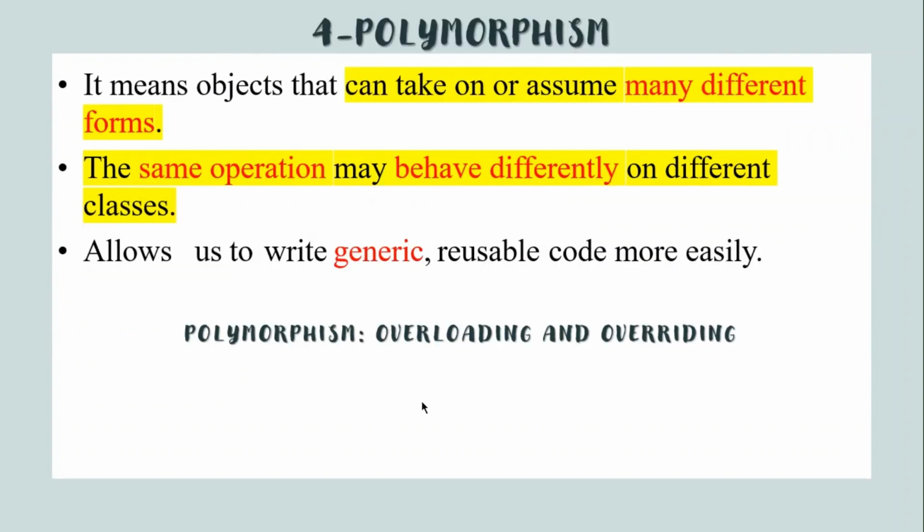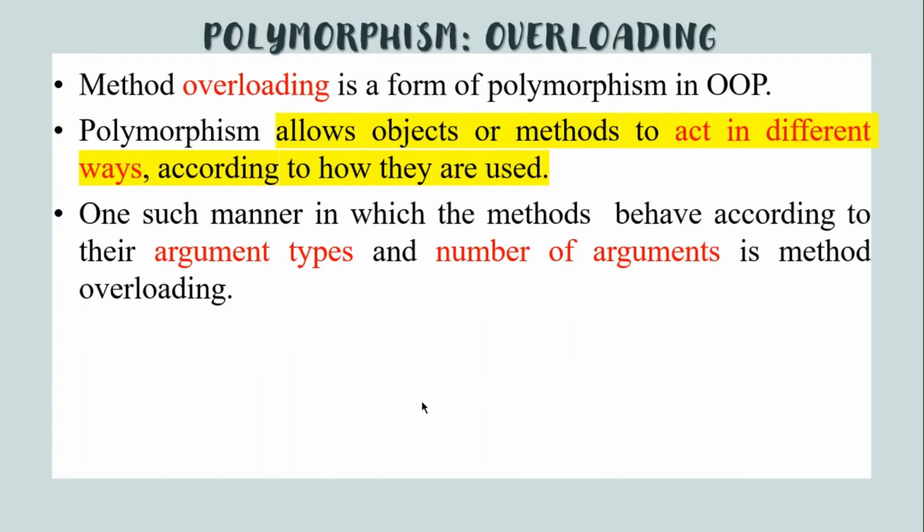So now let's talk about the fourth pillar, which is polymorphism. It means objects that can take on or assume many different forms. The same operation may behave differently on different classes, which allows us to write generic, reusable code more easily. We have two parts for polymorphism: overloading and overriding. Polymorphism overloading is basically when I have a method inside a class, and I have many other methods that have the same name as it.